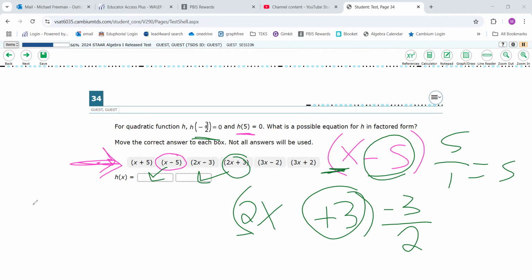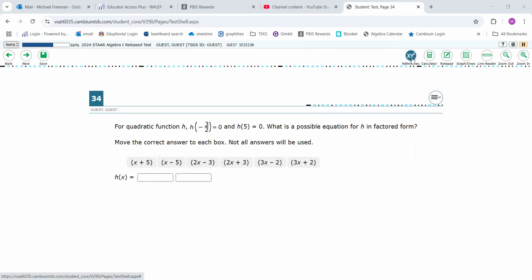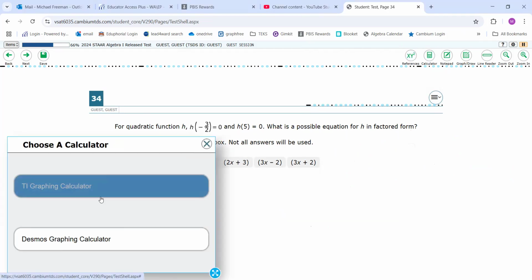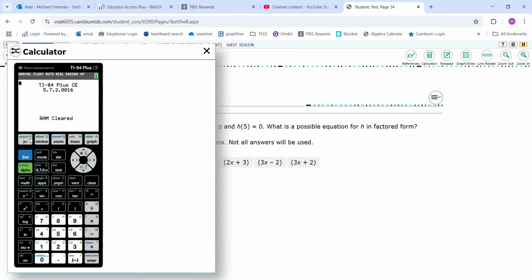And if we wanted to check it, let's see if we can plug that in our calculator. Oops, not a reference chart. So we get our calculator. All right. And I go to y equals, and I type in 2x plus 3. And my other parenthesis was x minus 5, right? That's what we said our two factors should be. Well, if I graph those, yeah, it hit.